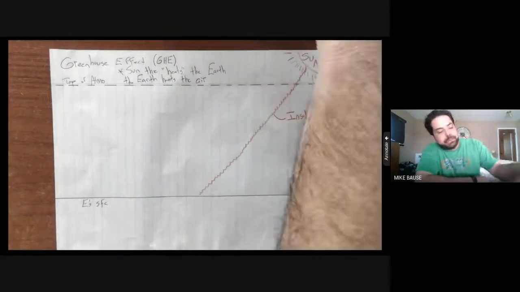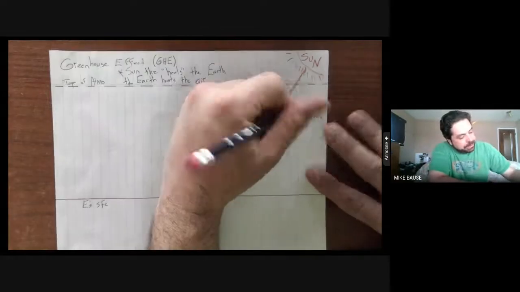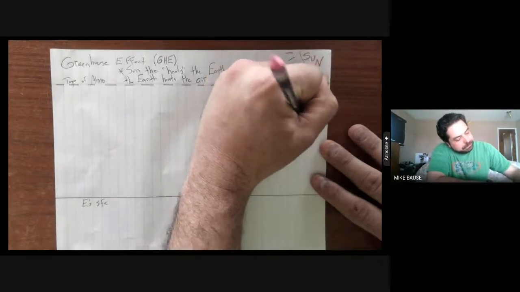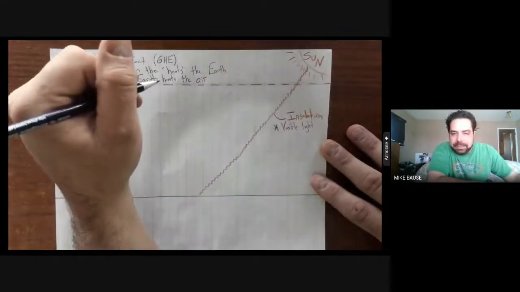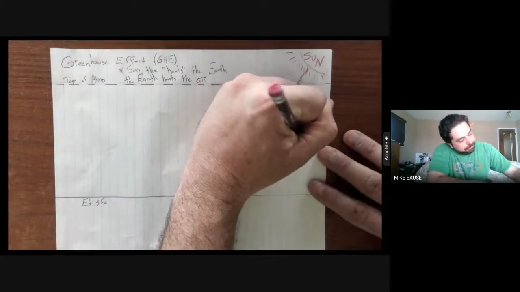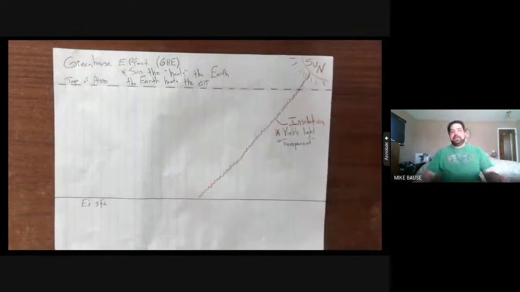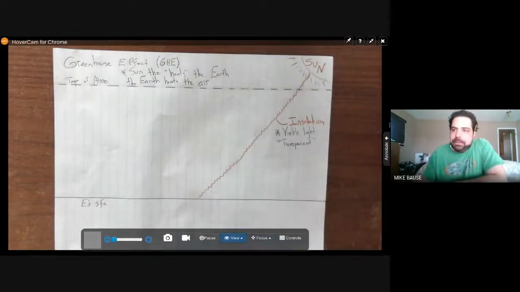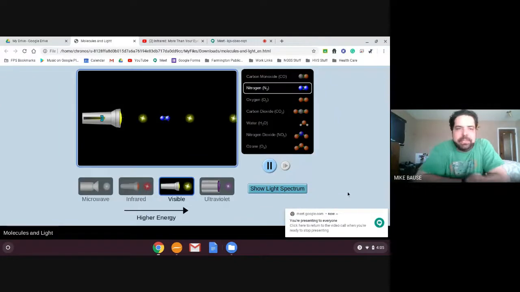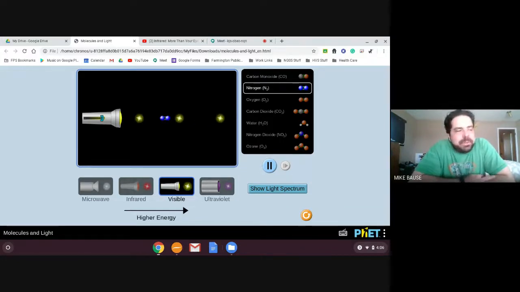Insolation, incoming solar radiation. And what I want to remind you is that insolation is visible light. Visible light is transparent to our atmosphere. Transparent means it can go right through it. So check this out. I'm going to show you this real quick. This is a PhET simulation. I love these things. What you're looking at is a flashlight on the left there, and it is spitting out photons of visible light. And if you remember, 99% of our atmosphere is nitrogen and oxygen.